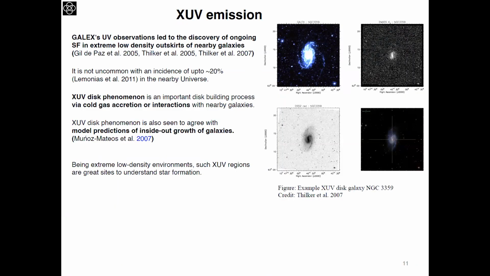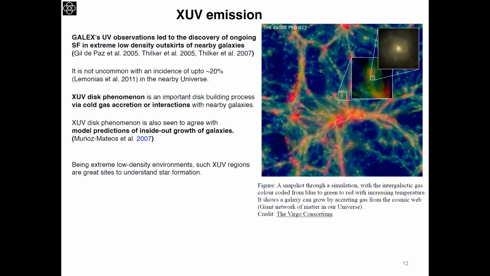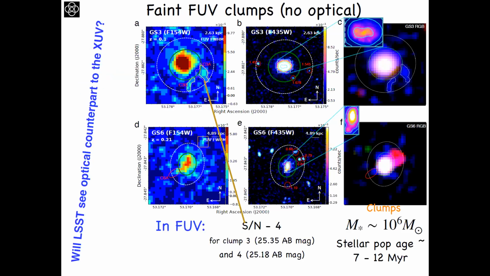As you know, extended UV emission is one of the major science results from Galex, where local spiral galaxies have extended UV emission beyond their optical boundary. Often these extended UV emissions are clumpy, so you don't actually see an optical counterpart to those UV blobs. And of course, these XUV disks are a very good way to understand gas accretion and low density star formation in the outskirts of galaxies. So I'll quickly show the results that we have here.